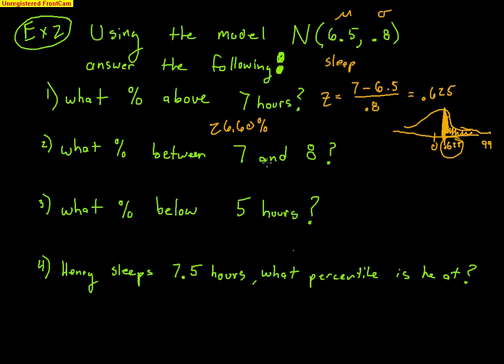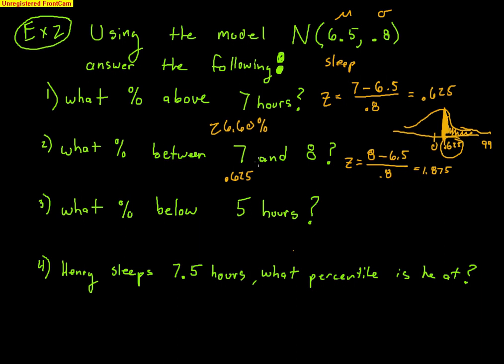So what about between 7 and 8? Well, we already know that 7 is a z-score of 0.625. Now we just have to find the z-score for 8. So that would be 8 minus 6.5 divided by 0.8. So 8 minus 6.5, hit enter, divide by 0.8 next, I get 1.875. So the z-score here is 1.875. That is pretty high. So getting 8 hours of sleep is very unusual for a high school student.